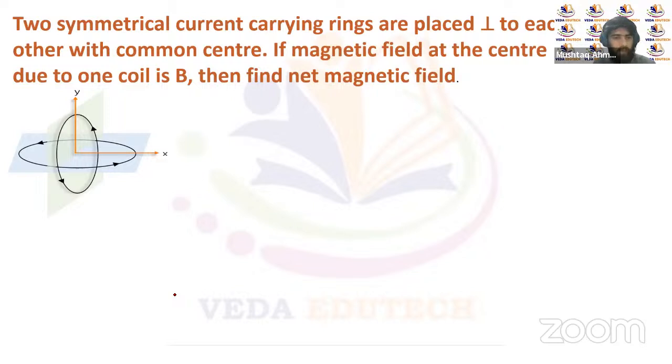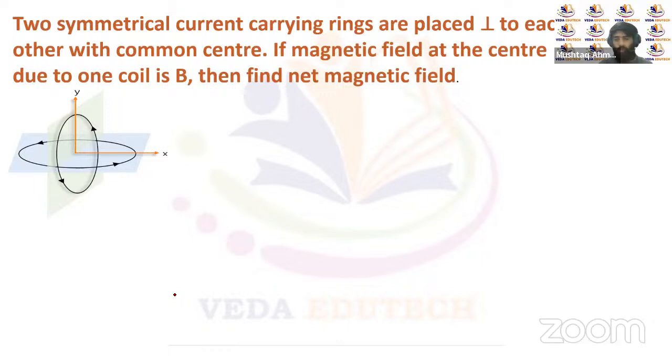Now this is another question with two symmetrical current carrying rings. You can see that we have two symmetrical current carrying rings, or loops, placed perpendicular to each other, with their common center. If the magnetic field at the center due to one coil is B, then find the net magnetic field.